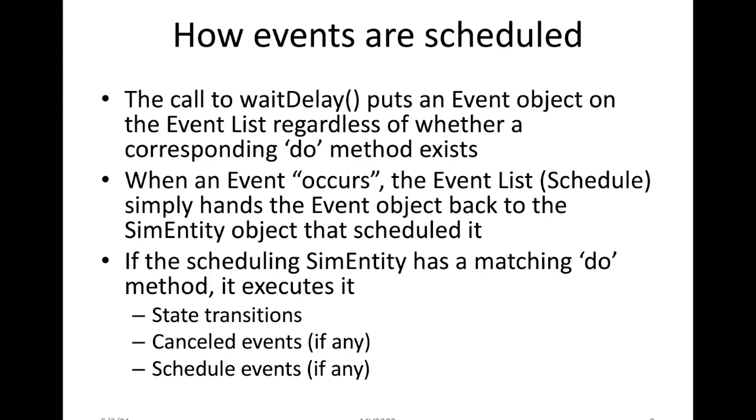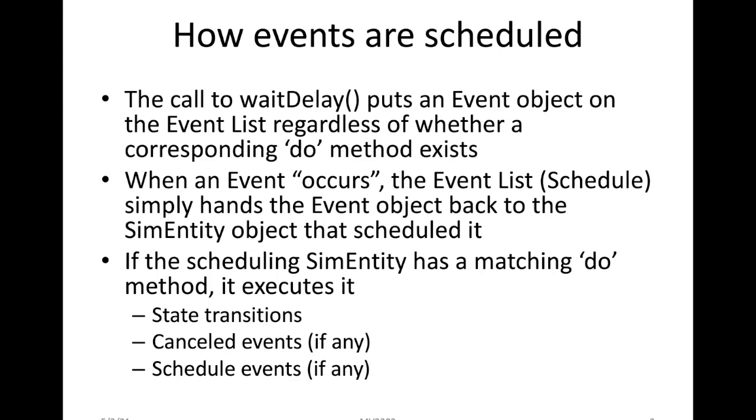So now what does it mean in SimKit terms for the event to occur? The event list, that is what's being called Schedule, an unfortunately named class, but that is what it is. All it does is it takes this event object and hands it back to the SimEntity that scheduled it. Okay, so this is important to understand.